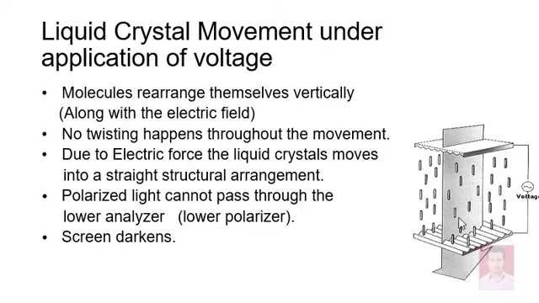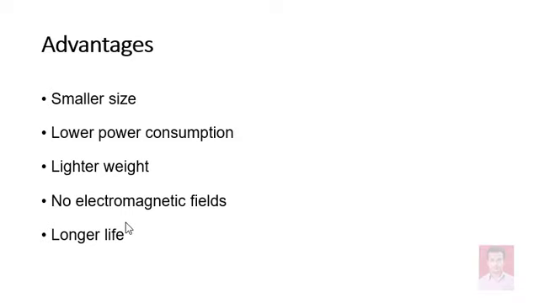As a result, light cannot pass through that, and you can see the dark spot on the screen, and because of that the characters are printed on that screen. So this is the working principle of LCD. So what are the different advantages of LCD? Let's see the different advantages of LCD.